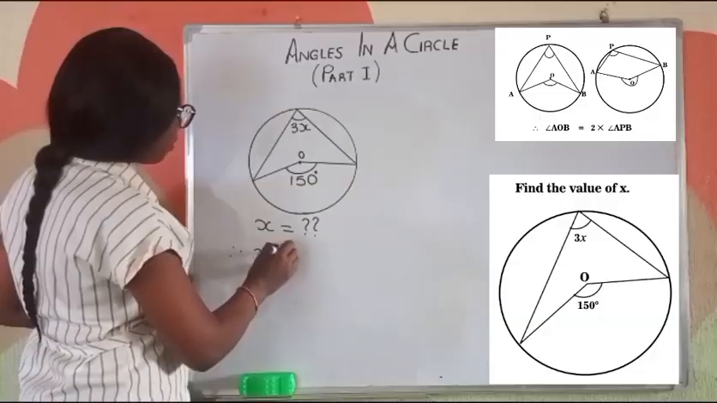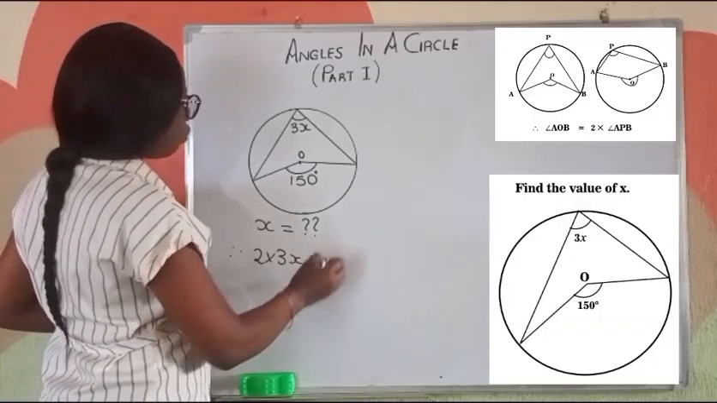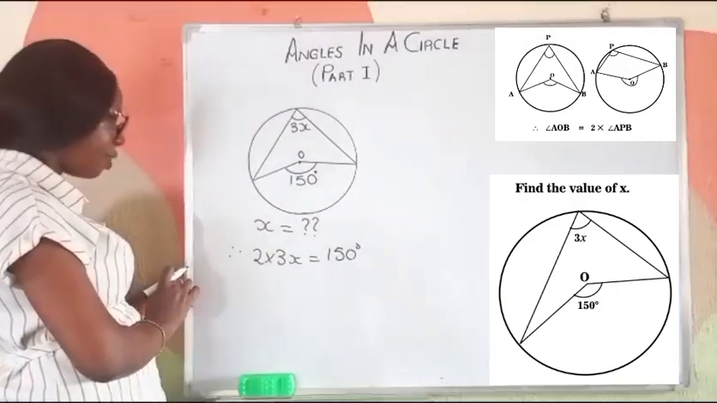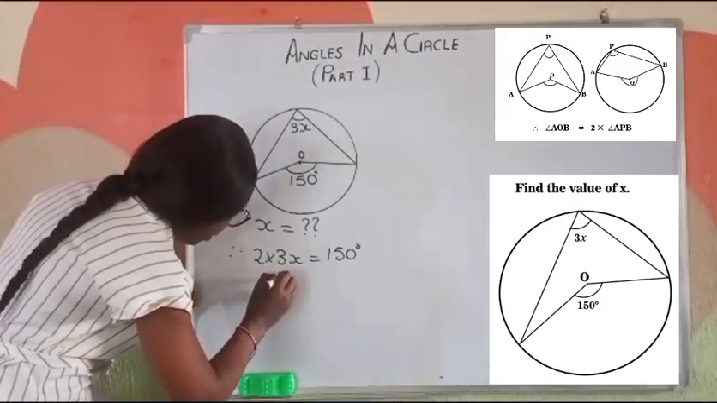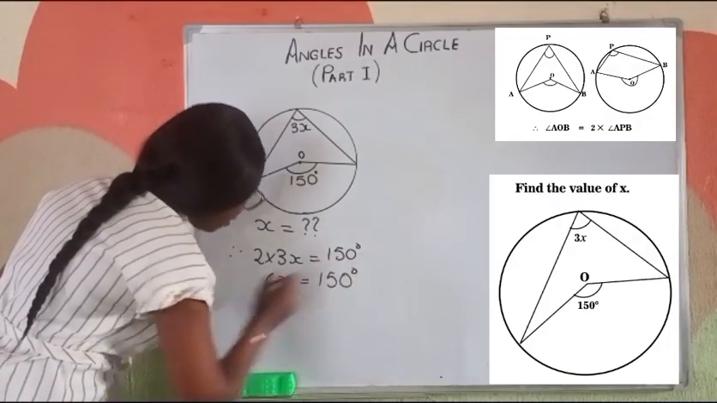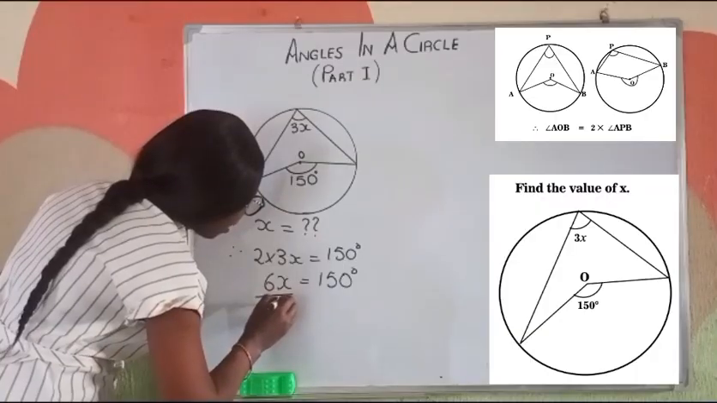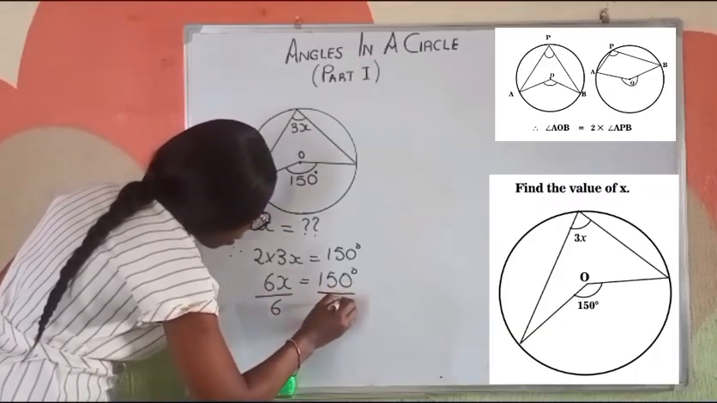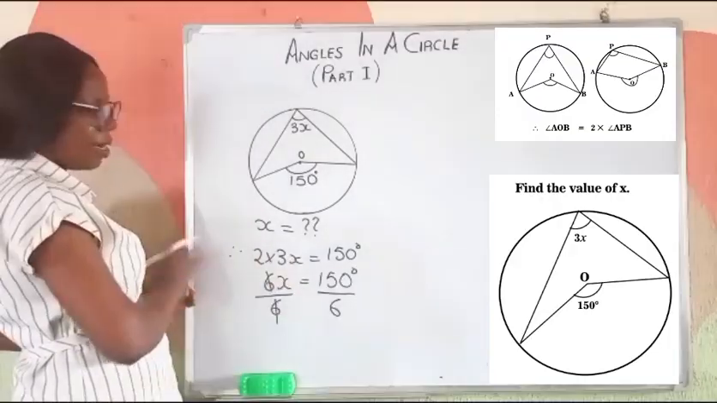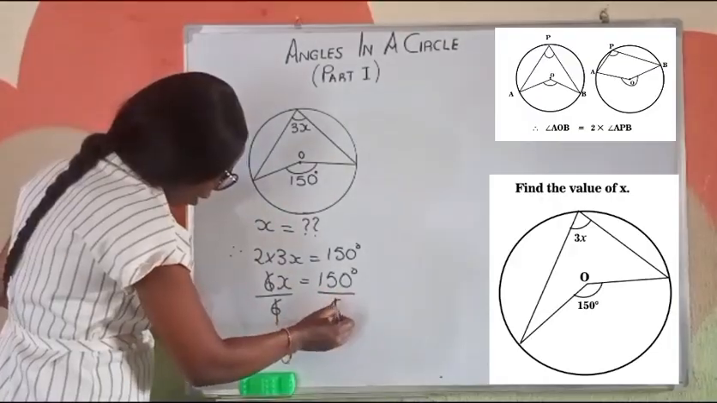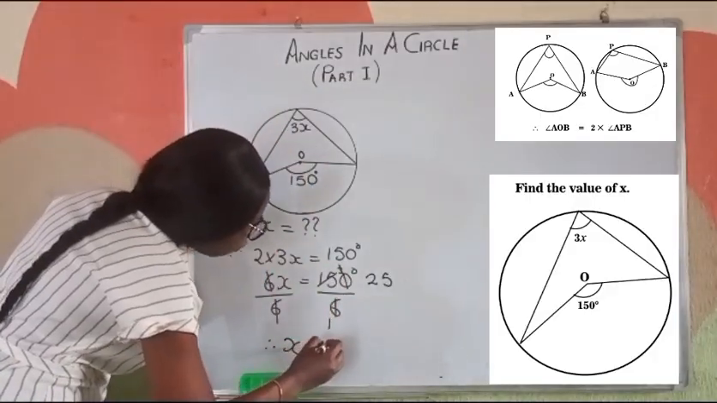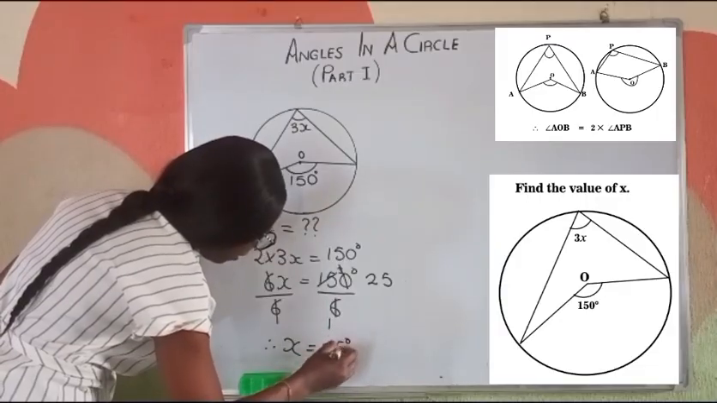Therefore, 2 times 3x is equal to 150 degrees. 2 times 3x is equal to 6x. So 6x is equal to 150 degrees. We can divide both sides by 6 so that we can have the value of X. 6 will cancel 6 here, remaining X. 6 divided by itself is 1. X in this diagram is equal to 25 degrees.